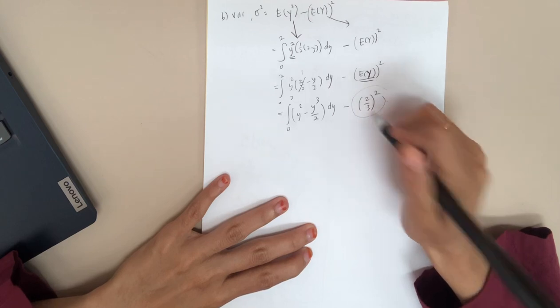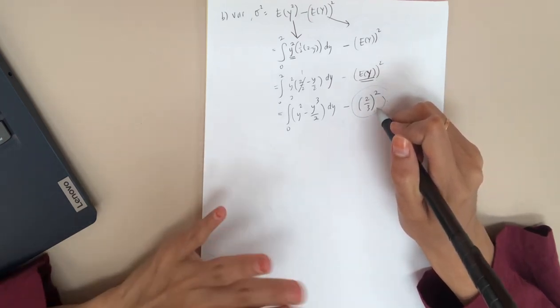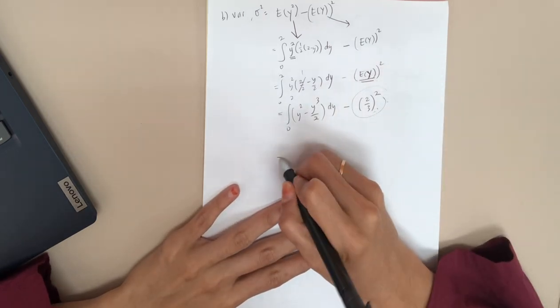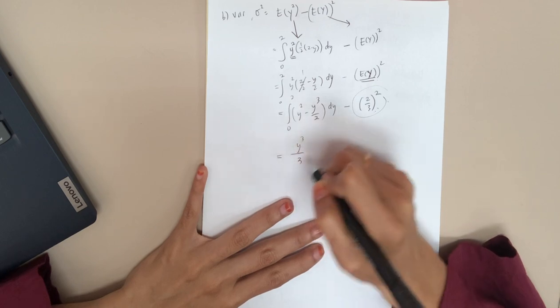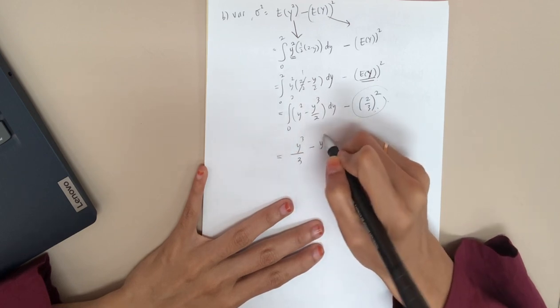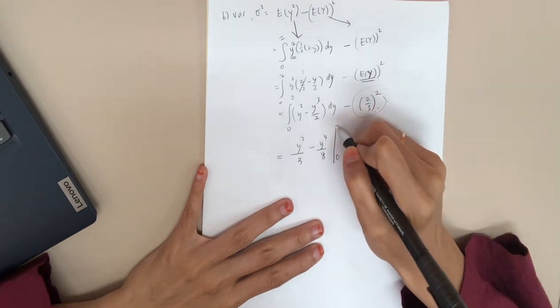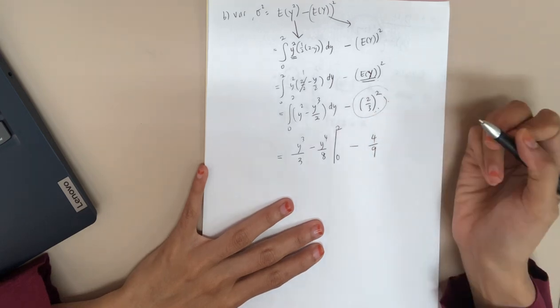You use the answer you got from the mean earlier. If your mean is wrong, then your variance will also be wrong. Okay, so solve this one. It will be y cube over 3 minus y^4/8. And then substitute 0, 2 into this, and this one will be 4/9.